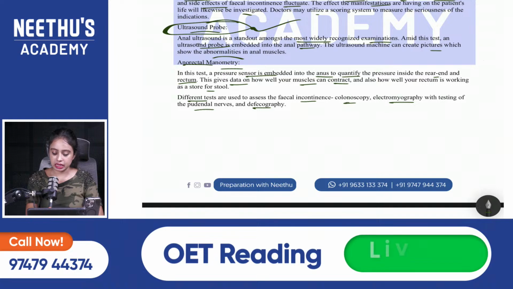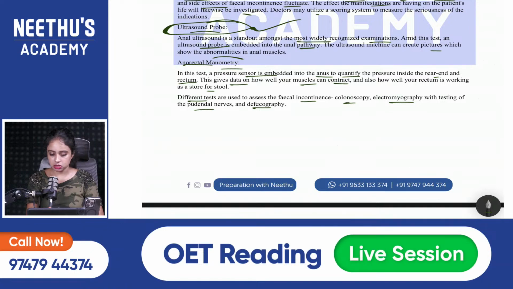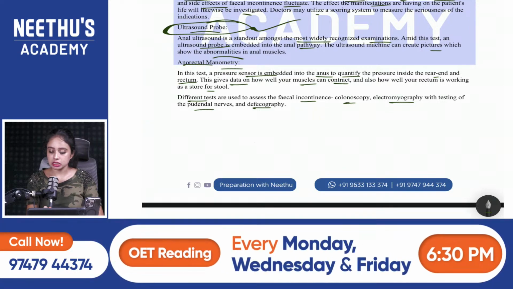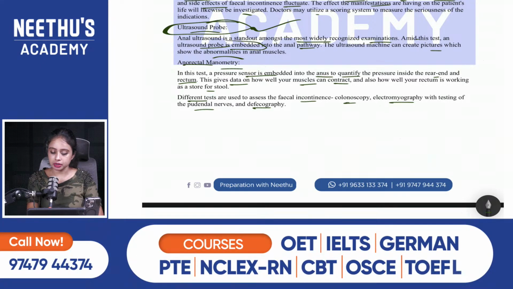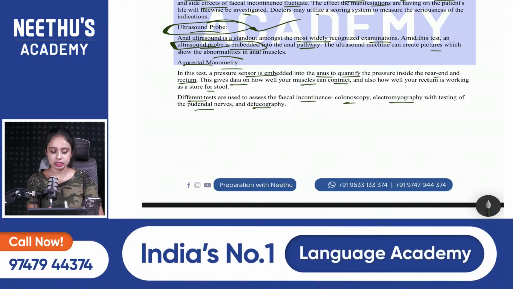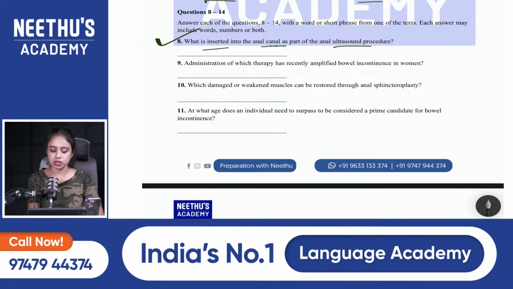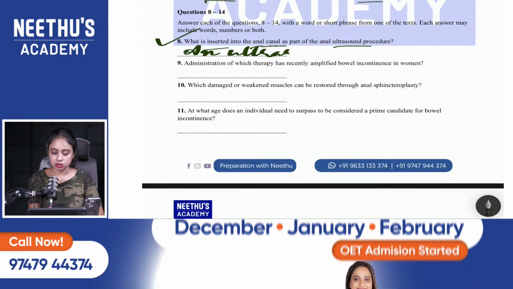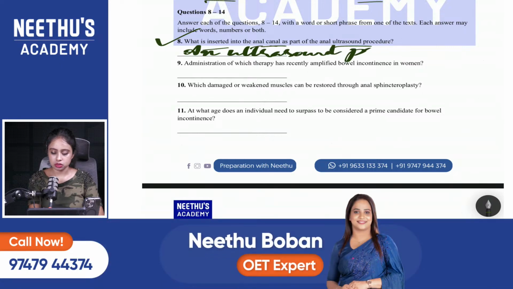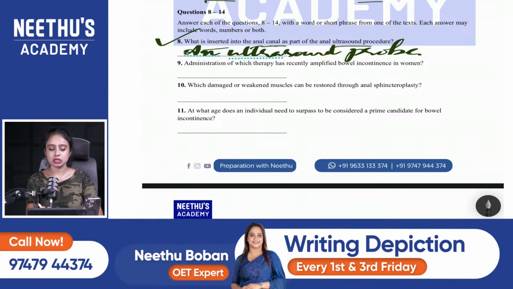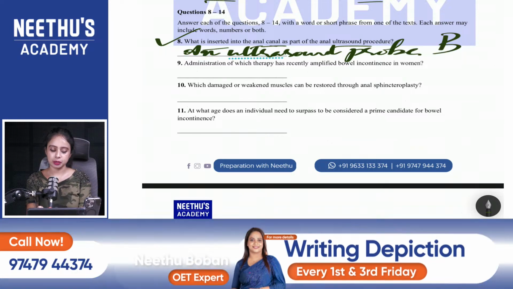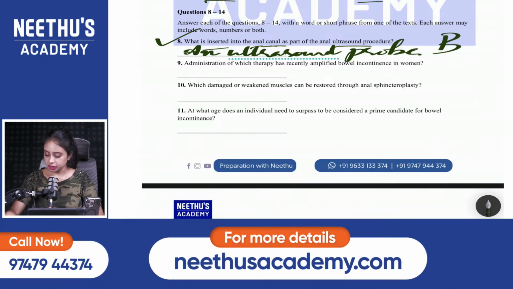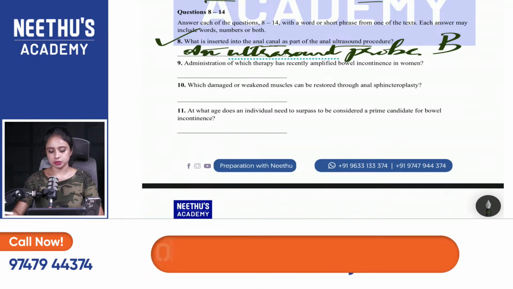Anal ultrasound is one of the most widely recognized examinations. During this test, an ultrasound probe is inserted. What is inserted here? Ultrasound probe. So the answer is an ultrasound probe. In the blank you can write ultrasound probe. That is the right answer. It's mentioned in B. How many got the right answer? Yes, Revati and LV. Very good, guys.